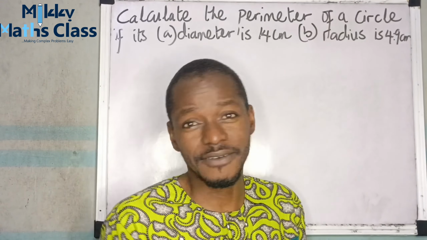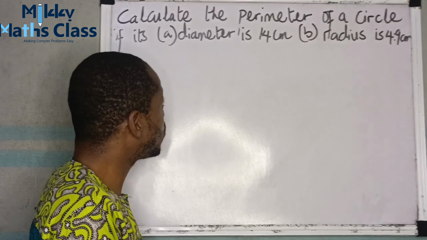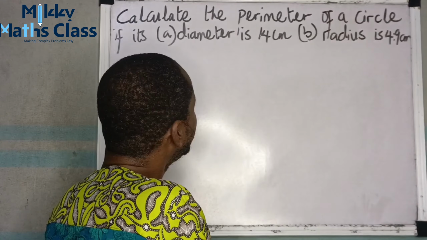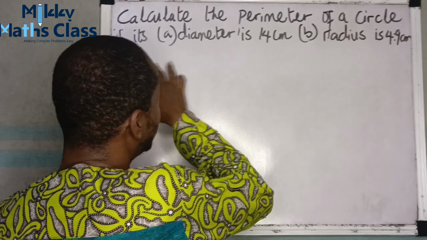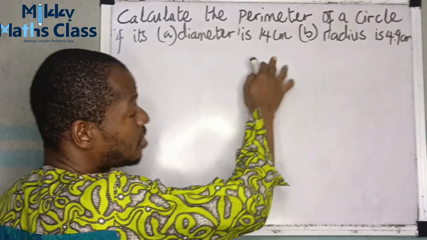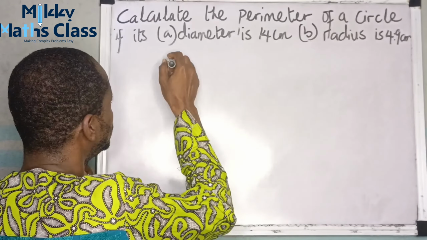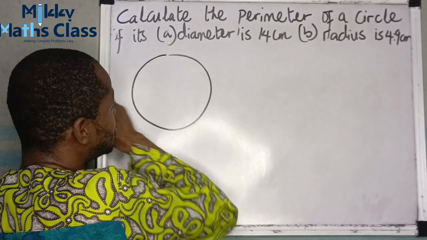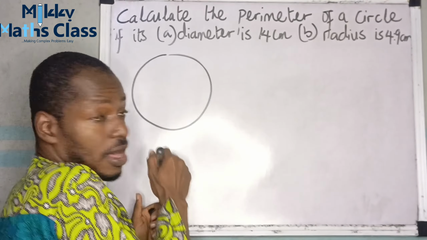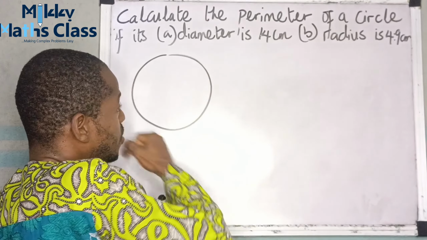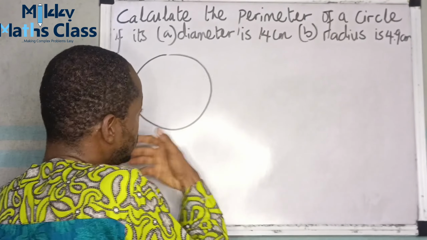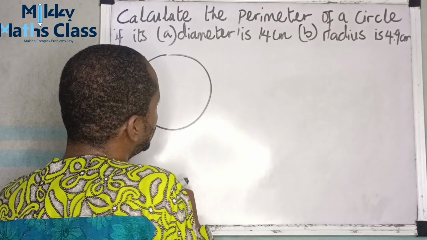Come along, we have a very wonderful question. It says calculate the perimeter of a circle if its diameter is 14 centimeter. The perimeter of a circle is the distance around the circle, and this is the circumference of the circle. So the perimeter of a circle is the same thing as the circumference of the circle.